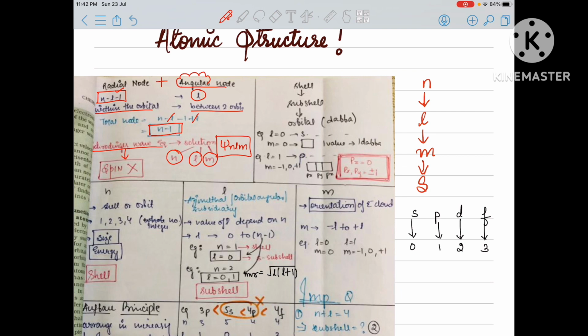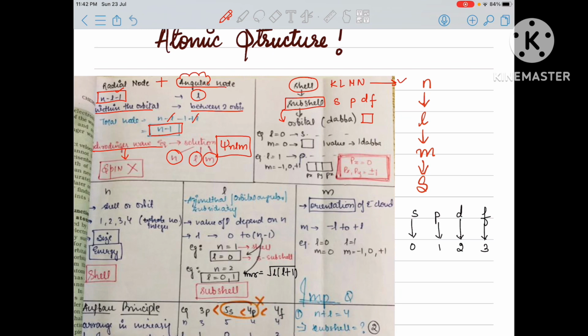Yes, next we move on to shell. Shell is K, L, M, N, right, everybody? And what do you mean by subshell? Subshell is s, p, d and f, right? After subshell we get the orbital. Orbital indirectly means a box, which in Hindi is called dabba, right, everybody?